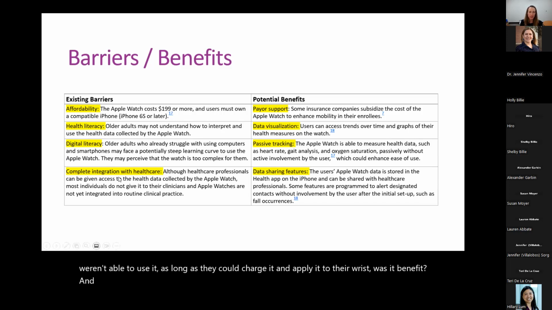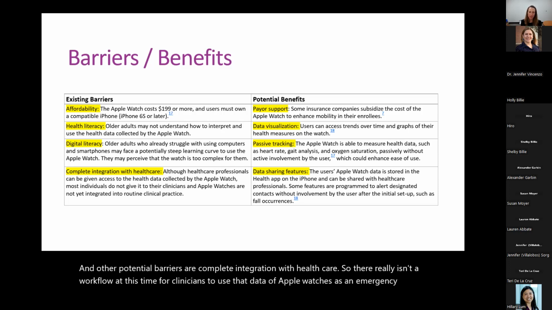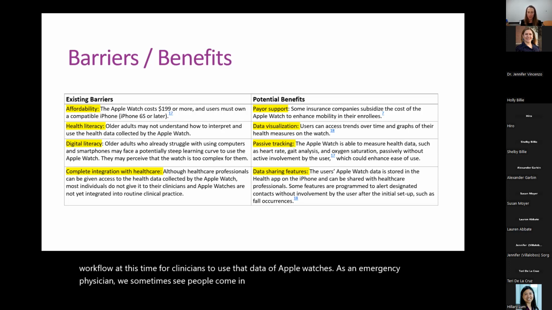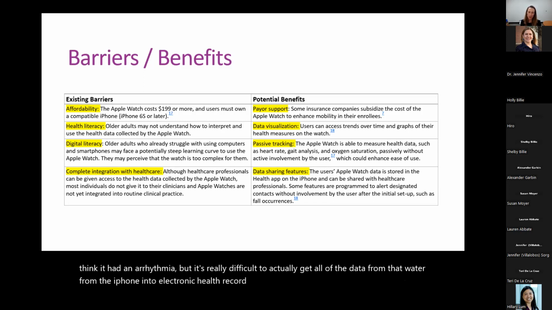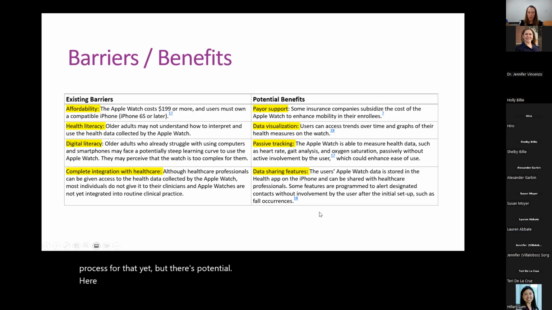And other potential barriers are complete integration with healthcare. There really isn't a workflow at this time for clinicians to use that data off Apple Watches. As an emergency physician, we sometimes see people come in with their own ECG measurements and say, I think it had an arrhythmia, but it's really difficult to actually get all of the data from that watch or from the iPhone into the electronic health record. It's time consuming and there's no exact process for that yet, but there's potential there. And Apple is working on some ways to interface with the health system.